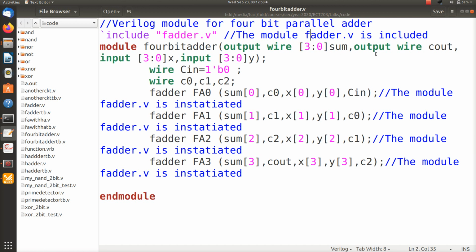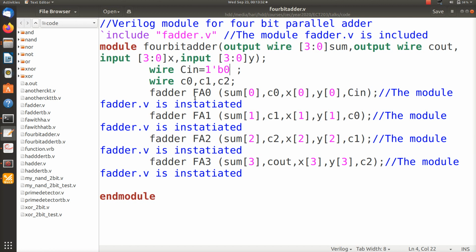Then output wire C out. Then input lines X and Y, they are 3 down to 0. Okay, and this is my declaration. Now there are some local nets, maybe wire C in. C in is an input. This is my first carry input to the rightmost stage that I kept at 0. That's always logic 0. Then I have some internal wires, that is C0, C1, C2.